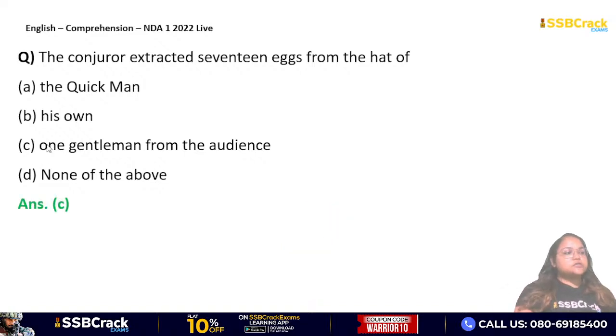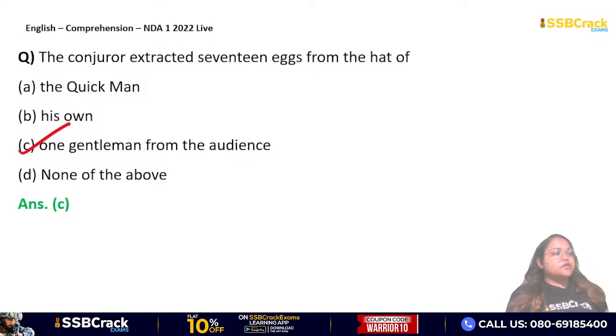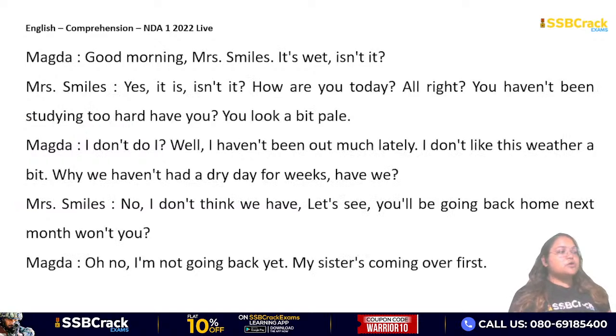Okay, so the answer here will be option C, one gentleman from the audience. One gentleman, he asked for a hat, one gentleman presented him with his own hat, right? So option C is your answer. It was a very easy, simple comprehension, I believe. Now we will move on to the next passage, also a previous year question. So let's read it also.